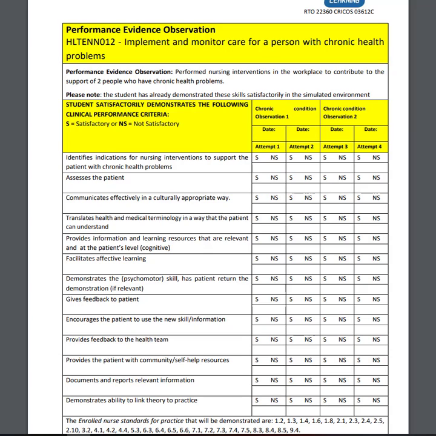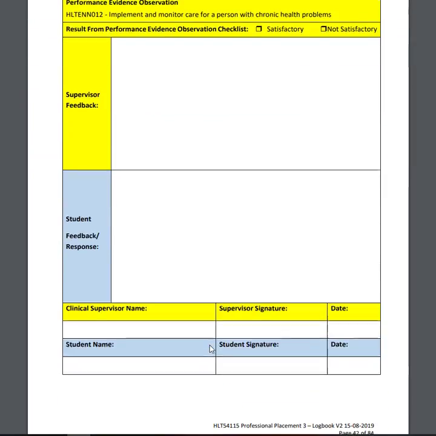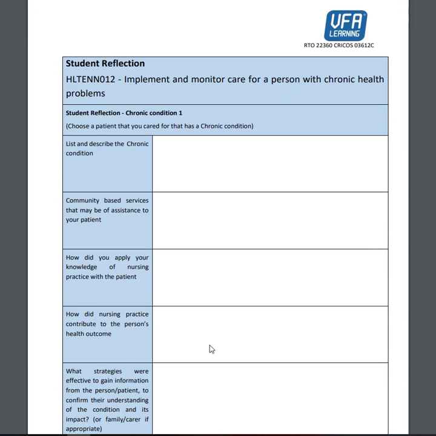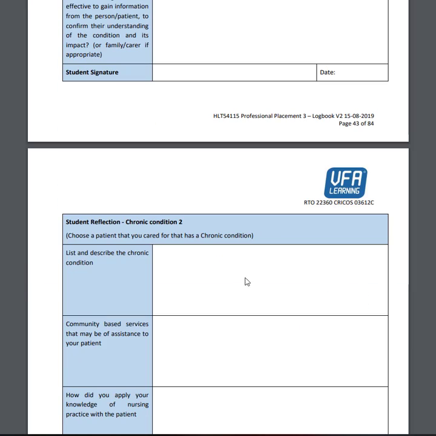We also ask on completion of this checklist that you obviously will get feedback from your supervisor, and then you'll be doing a reflection based on the care that you provided for the two people. So this is the first person, so the chronic condition, so just make a note of the condition there, and then this is the second one, so if you make a note of it there.